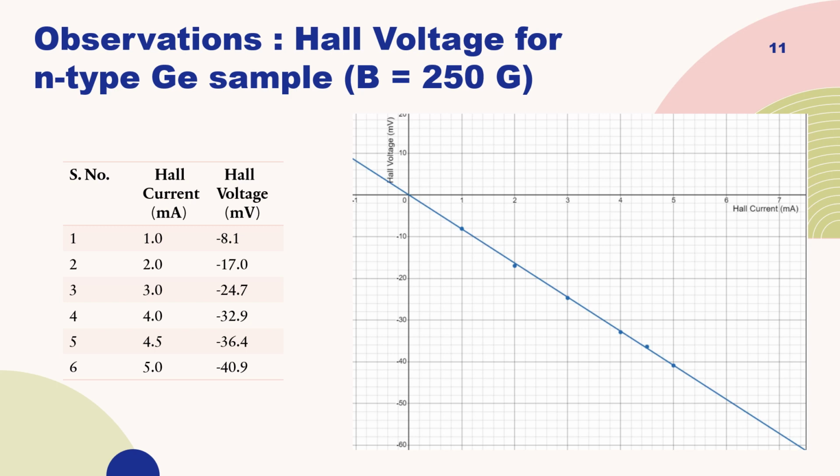So here are the observations for Hall voltage for an N-type germanium sample at a constant magnetic field B equal to 250 Gauss. We can see that it's varying linearly with the Hall current, but it's decreasing with respect to the Hall current, unlike the P-type germanium sample. So from these two graphs, we can see that the Hall coefficient is positive for a P-type sample and is negative for an N-type sample.